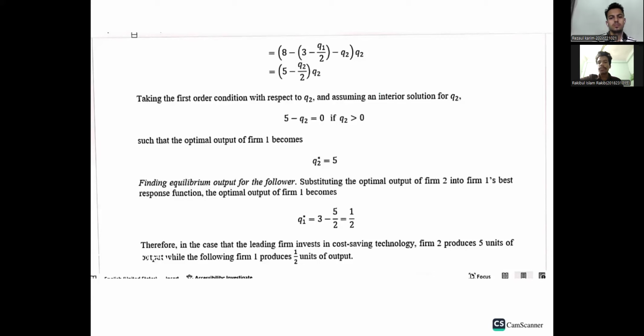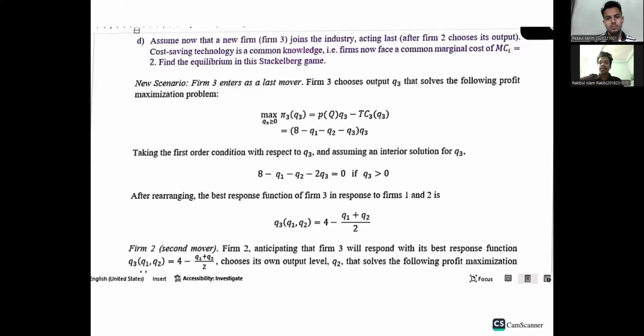Finding the equilibrium output for the follower, substituting the optimal output of farm 2 into farm 1's best response function, the optimal output of farm 1 becomes 1 by 2. Therefore, in the case that the leading farm invests in cost-saving technology, farm 2 produces 5 units of output, while farm 1 produces half a unit of output. And here come the next questions.